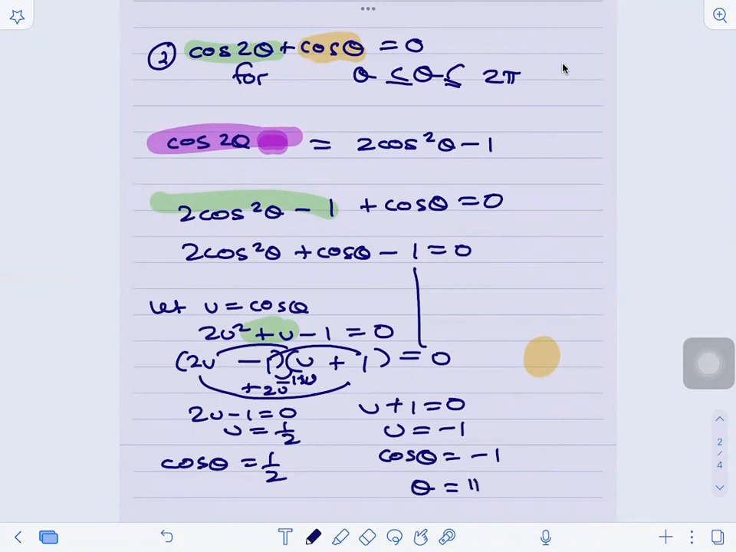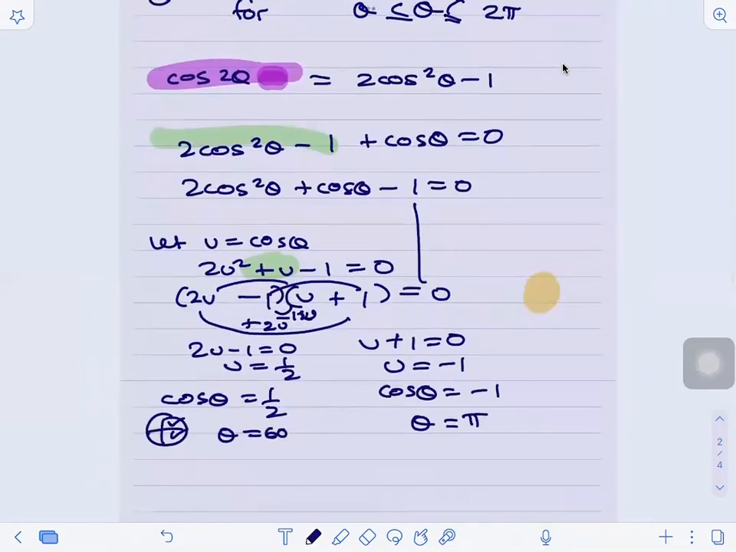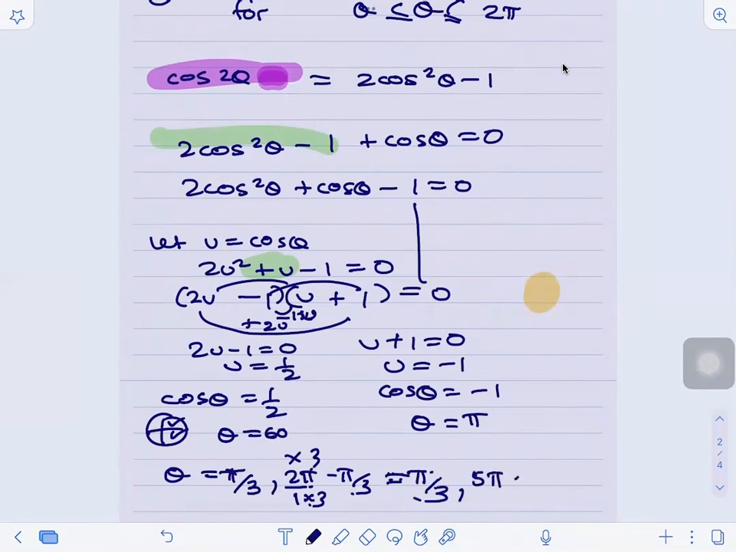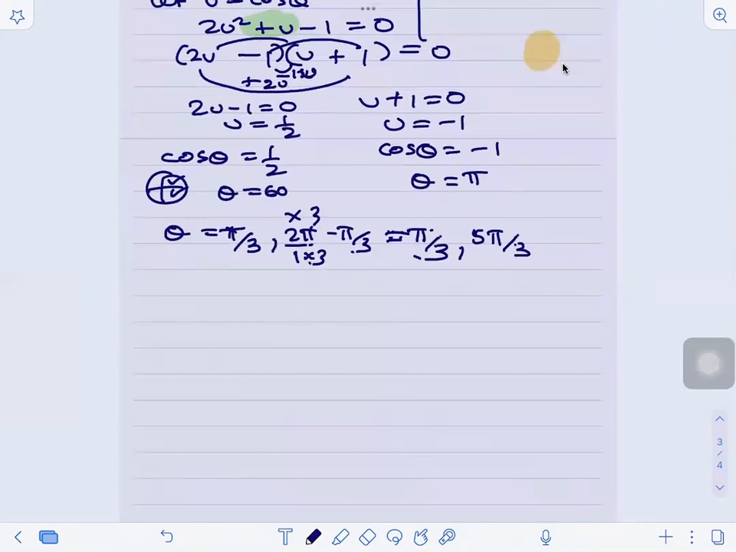Cos theta is minus 1 at 180, which is pi. Cos is positive here and here, so that would be 60 for the acute angle. So it's going to be pi on 3 and 2 pi minus pi on 3. When you times that by 3, it would be 6 minus 1, so it's pi on 3 and 5 pi on 3. That's your angle. So we actually have these two answers here and also pi.